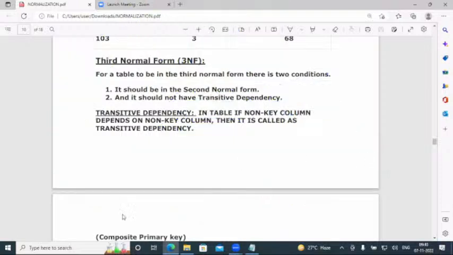Same pattern. Now what do I want to check now? I want to check third normalization.